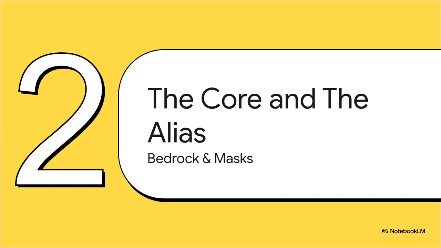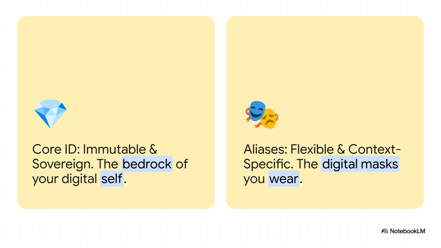So how does this actually work in practice? Well, UIID has this really clever two-part structure. You've got your core ID, and then you have aliases. The best way to think about it is like this. You have a permanent digital bedrock, and then you have all these different masks you can wear for different situations online. The real genius here is this clean separation. Your core ID, that's like your unchangeable digital self. It's locked down tight for maximum security, and you only use it for super important high-trust actions.